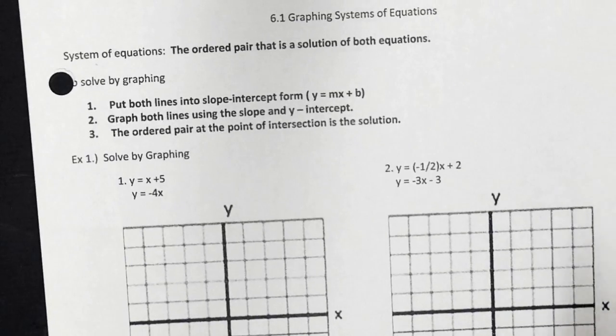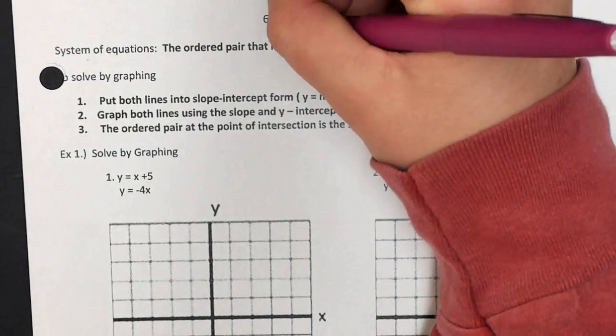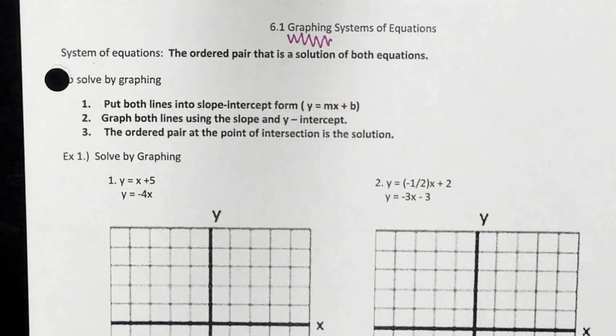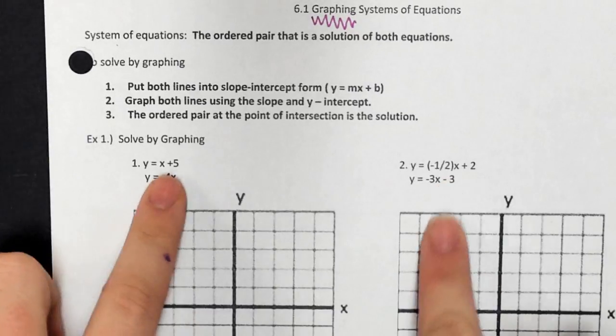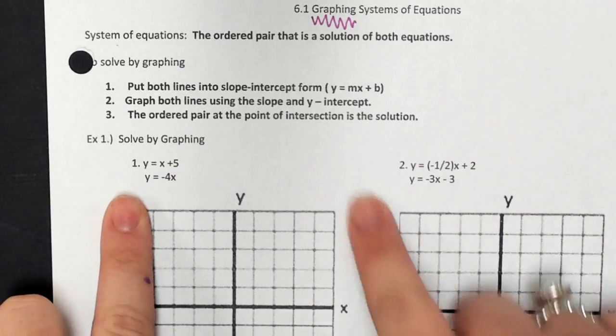All right, so this is part 1. The first way to solve systems of equations is by graphing. Systems of equations are just 2 linear equations. You know those things we've been solving and graphing since we got back from Christmas? When you have 2 of those, they are called systems of equations. So like right here, this is a system of equations. This is a system of equations.